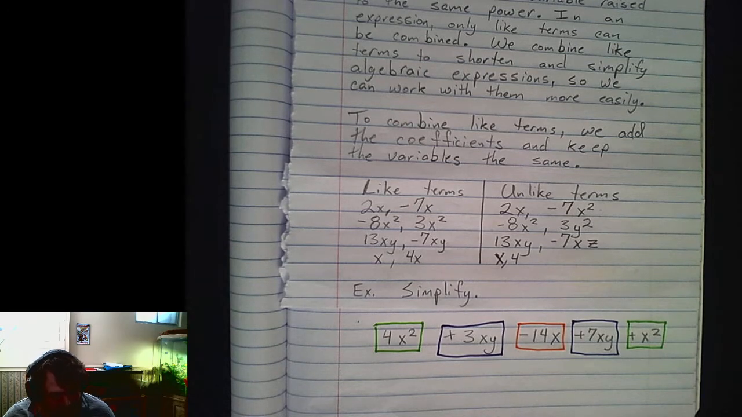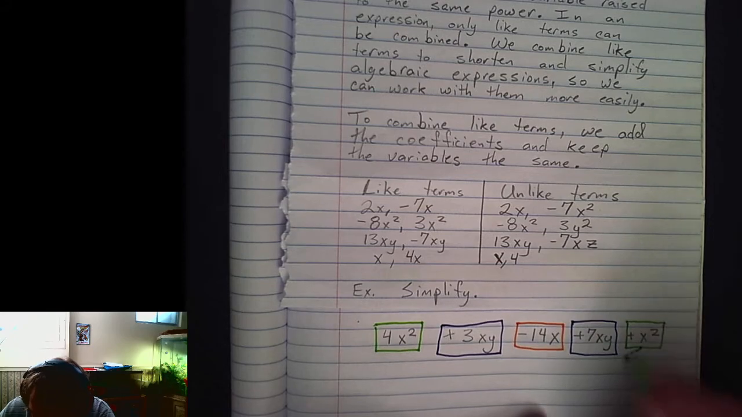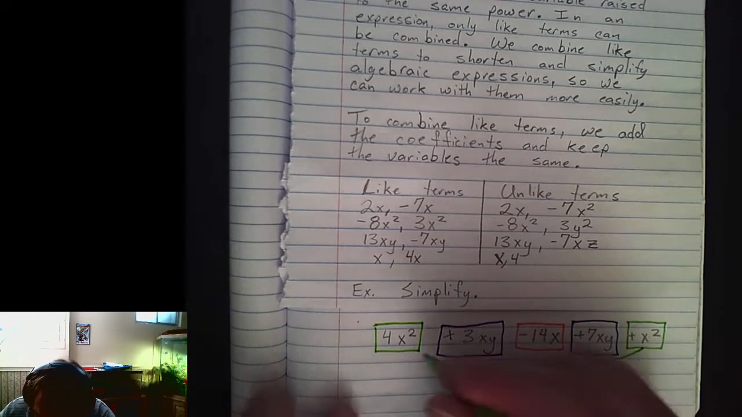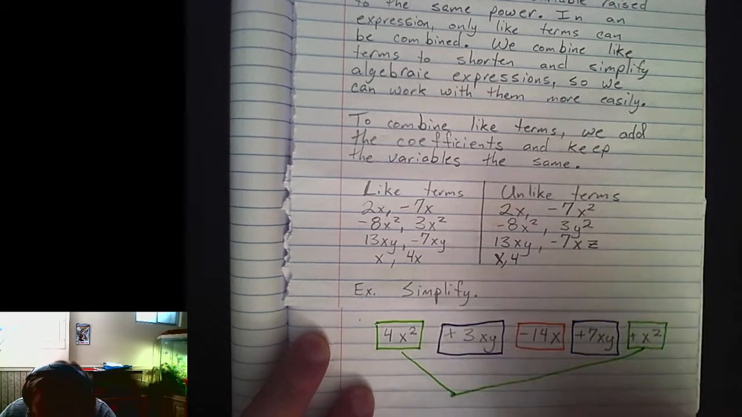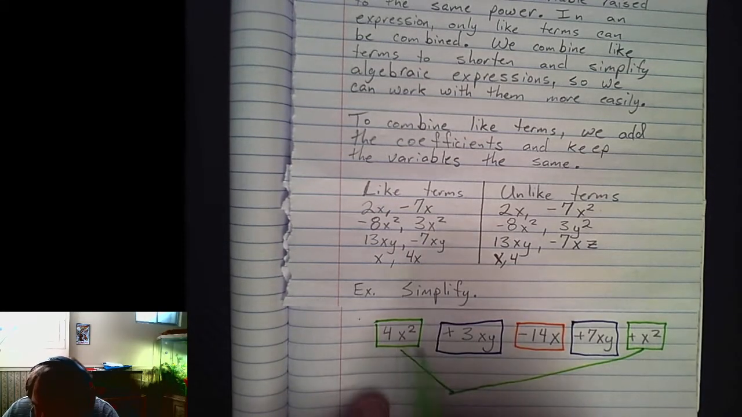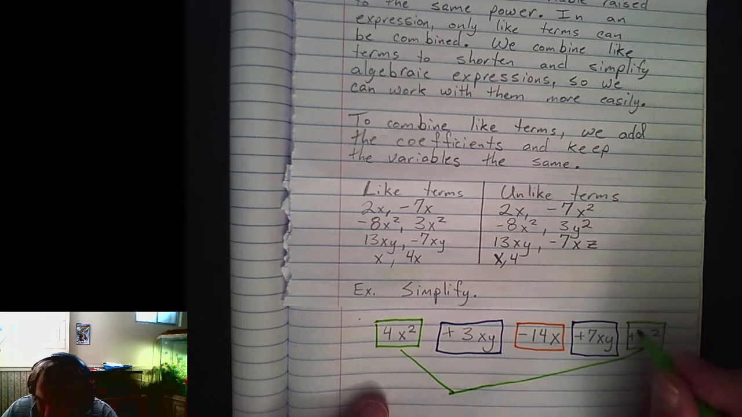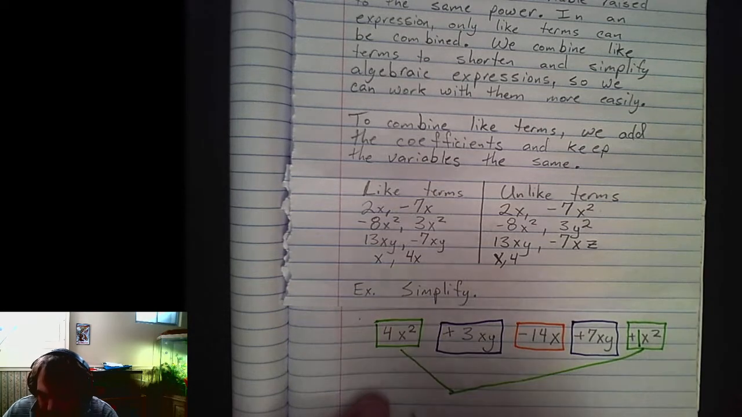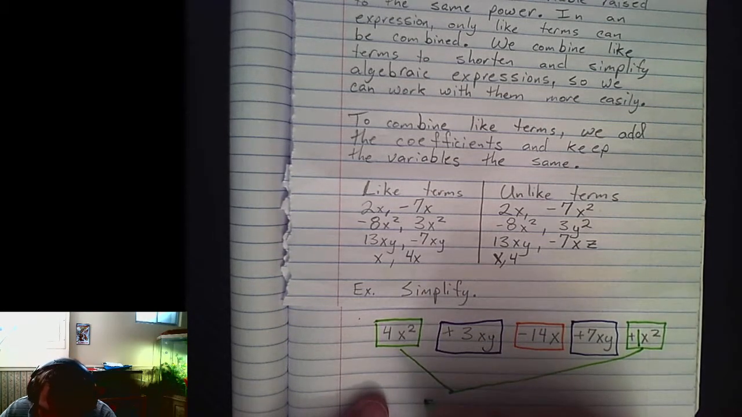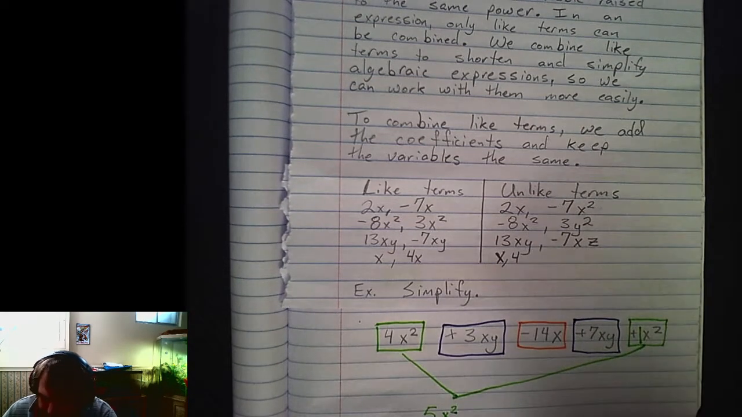So combining these, we're going to bring them together here. 4x squared plus x squared. If there's no coefficient that we see, that means the coefficient is 1. So you can remember that there's a 1 there. So 1 plus 4 is 5, and then we keep the variable x squared.